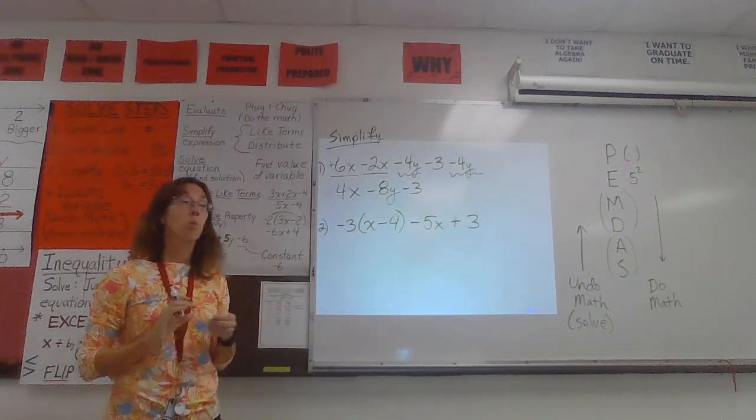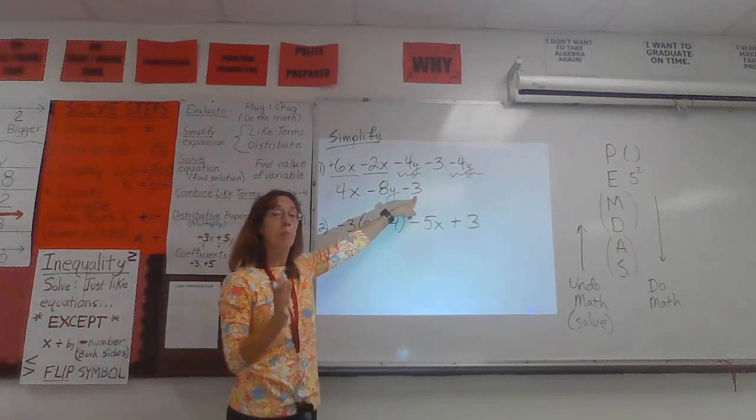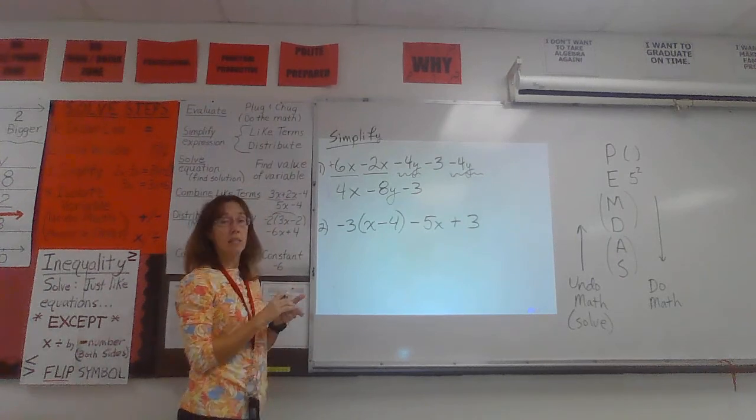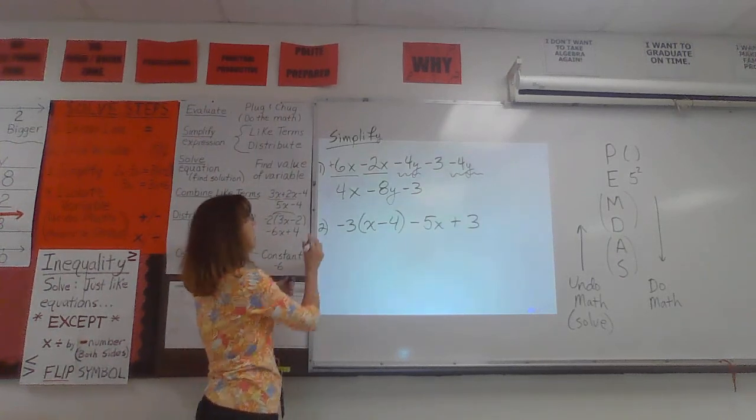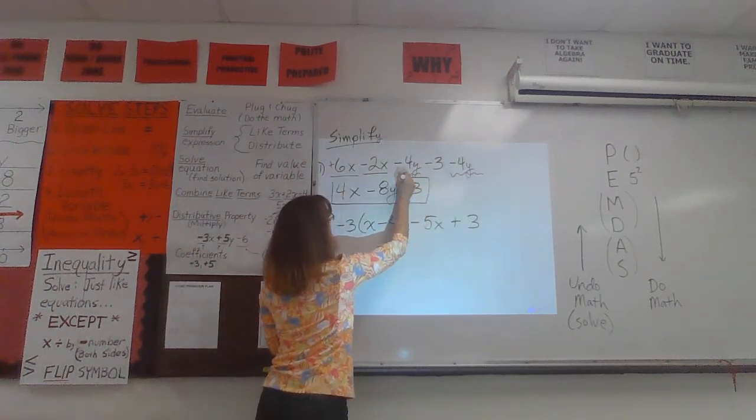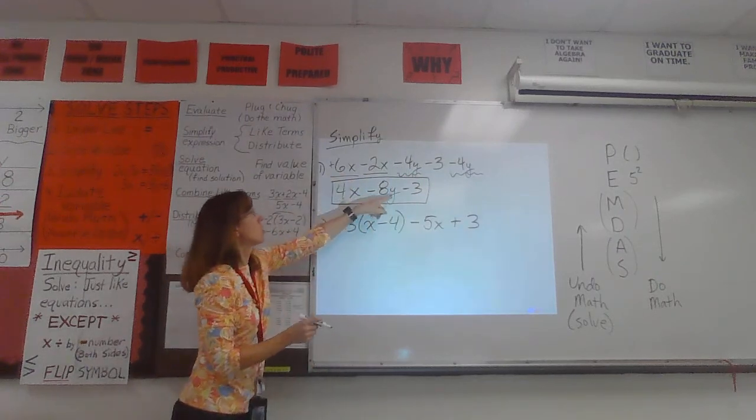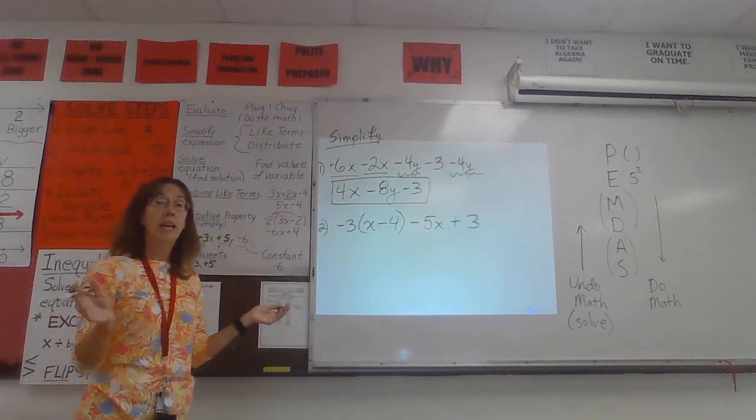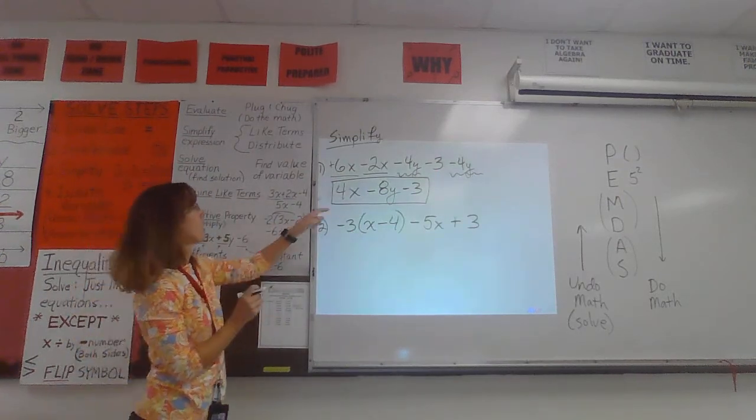Most mathematicians will put that constant, the plain number, on the very end of that sequence of terms. But mathematically, it doesn't matter which order you put them in. Okay? This is your final answer. It is only 3 terms as opposed to 1, 2, 3, 4, 5. I had 5 terms in the original one, and I'm down to 3 terms in the answer.